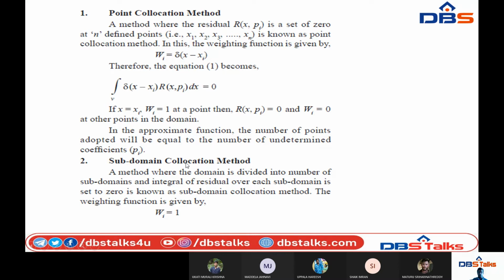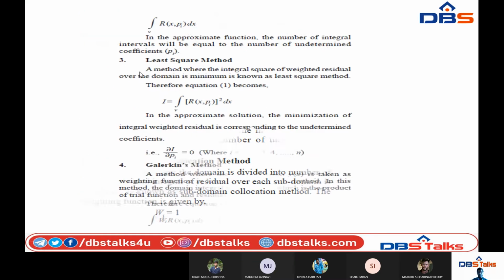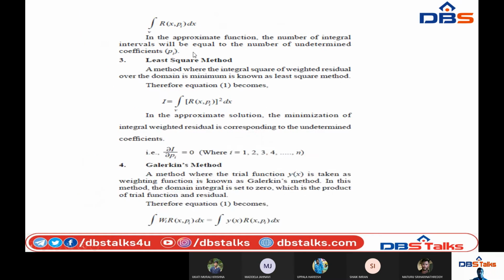Next, subdomain collocation method. In this also the residual is set to 0. Subdomain means the domain is divided into a number of subdomains. The weighting function is given by wi equal to 1. The integral of r of x comma pi dx, where this is the approximate function and this one is the residual.